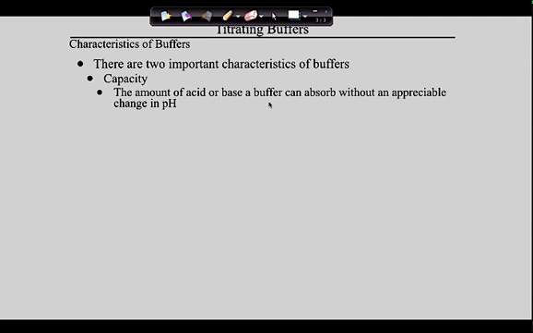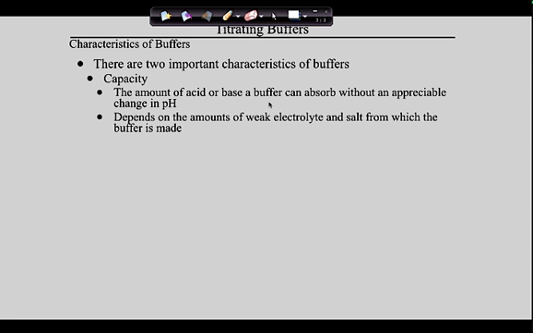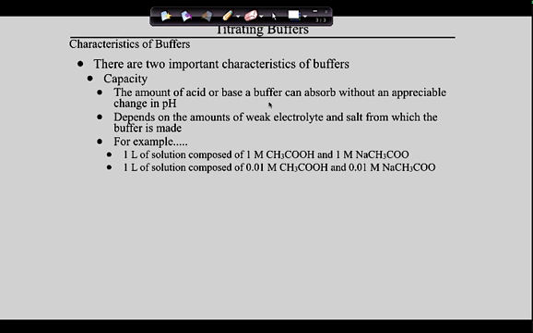So let's talk about a couple scenarios. You guys all caught up with me? You okay? We understand that this depends on the amount of substance that the buffer is made of. The more weak electrolyte we have and the more conjugate salt we have, the more effective the buffer will be. Let me show you an example. Imagine that we make a buffer that is 1 molar in acetic acid and 1 molar in sodium acetate. Then imagine that we make another buffer that is 0.01 molar in acetic acid and 0.01 molar in sodium acetate.